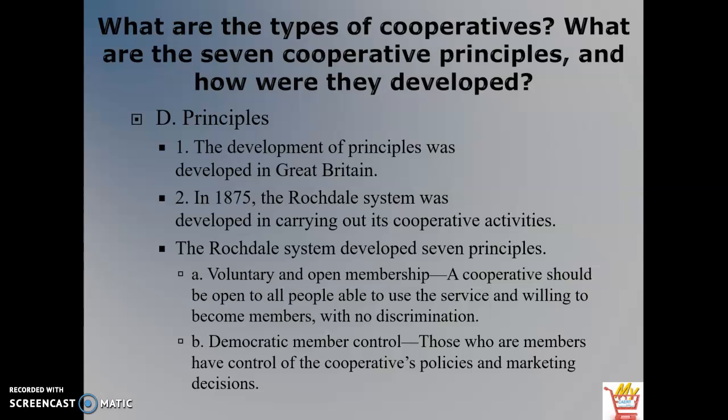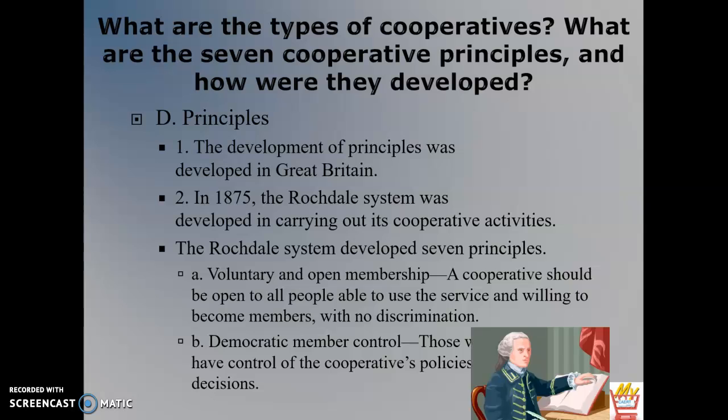The second principle is that it had to have democratic member control. And basically, that meant that the members were in charge of governing the cooperative, that they got to make all of the decisions, and that they all got to vote on any issues that came up or any changes that were going to occur with the cooperative.